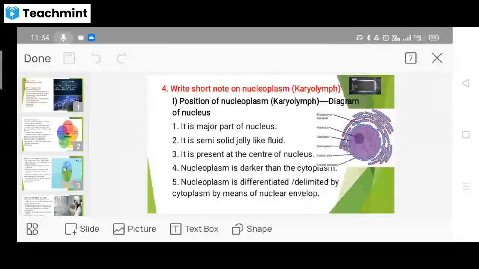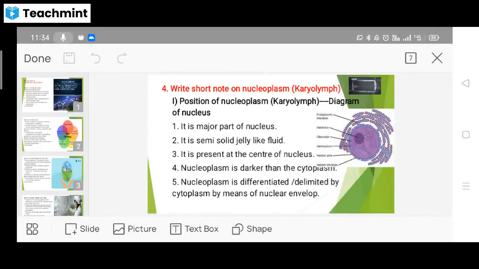On the nuclear membrane, it is discontinuous at some spaces. That is the nuclear pore. At the center, a dark brown spot. This is the nucleolus, and around that nucleolus there is a coil-like structure. This is the chromatin network, and here, in pinkish color, there is the nucleoplasm.